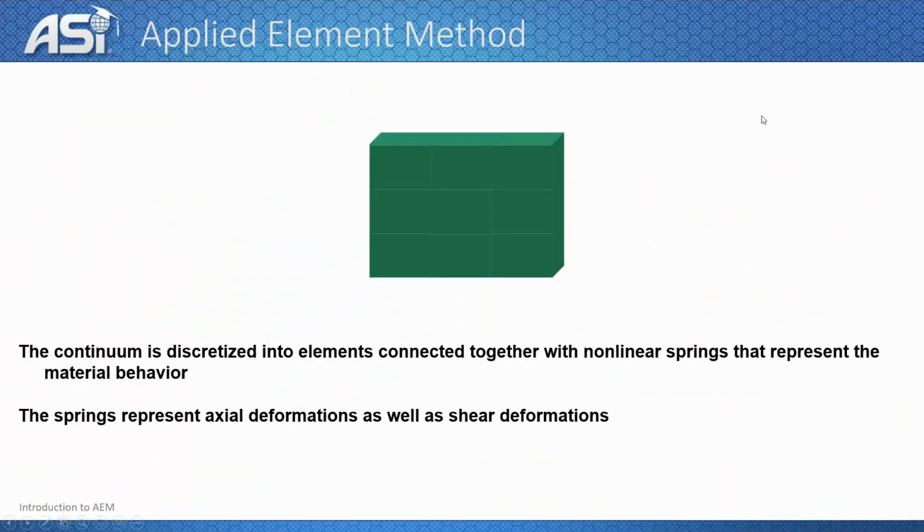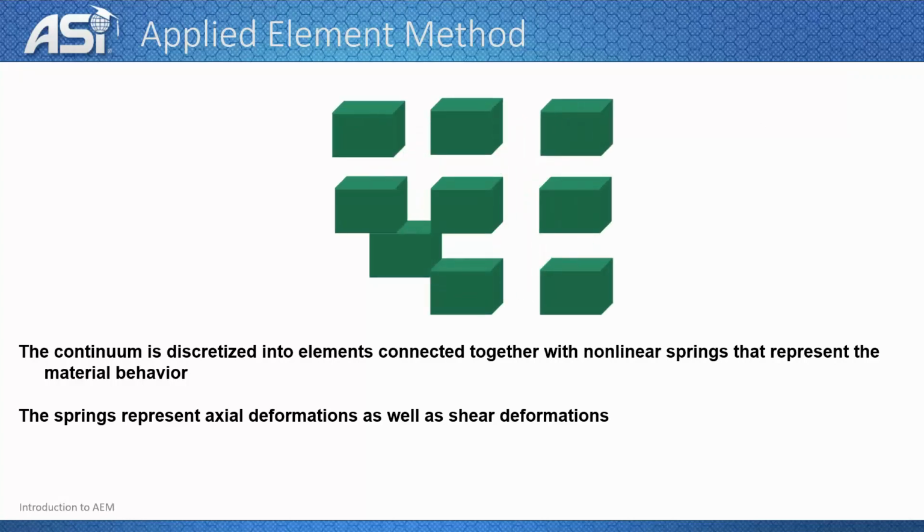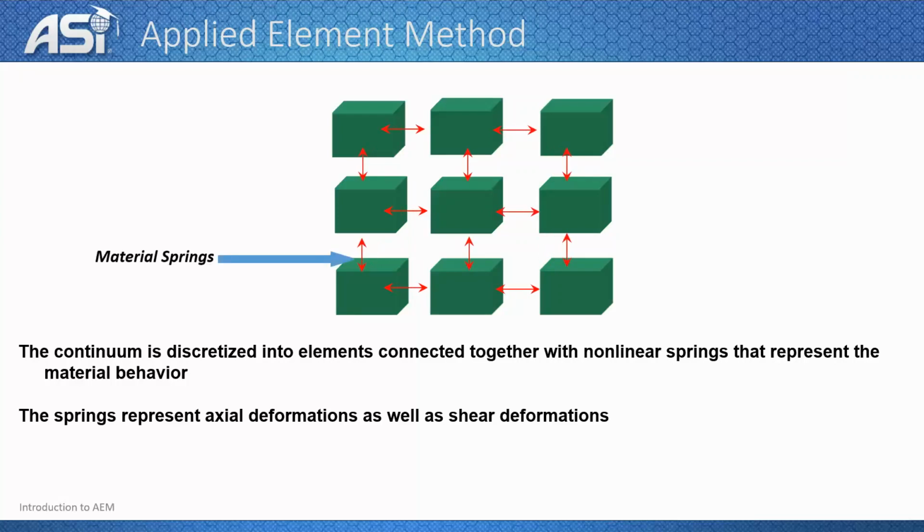So let's now speak about the applied element method. What is the applied element method? The applied element method is a stiffness-based method similar to FEM, where we discretize each structural component, like columns, beams, slabs, and so on, into several solid elements, and then we connect those elements together with what we call material springs. The material springs represent the axial deformations as well as the shear deformations that happen inside the material.